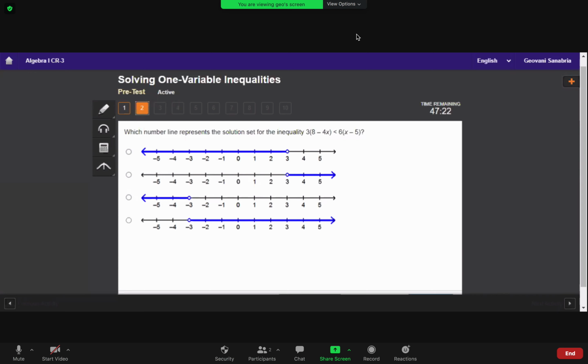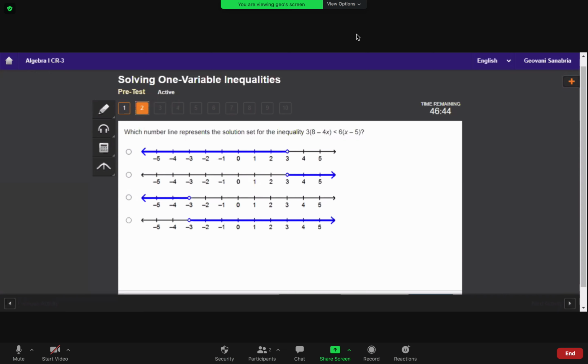Six times x would just be 6x, right? Yes. All right, so now I got 24, subtract 12, or negative 12x. Mm-hmm. Less than 6x and negative 30. Yep.